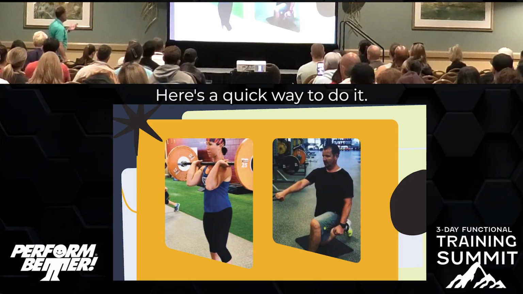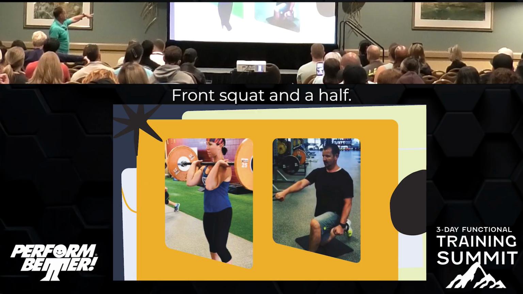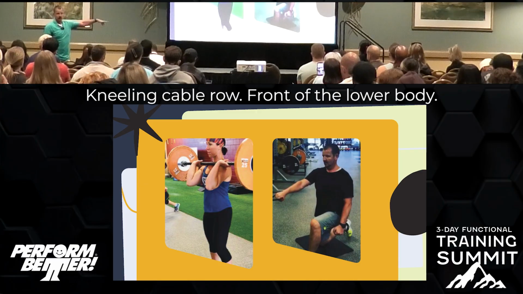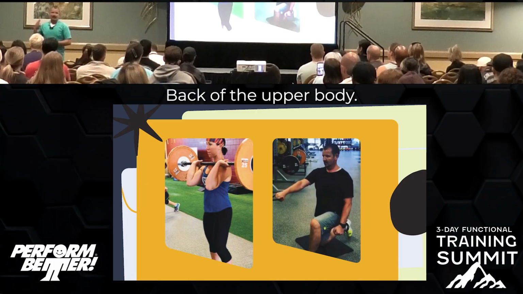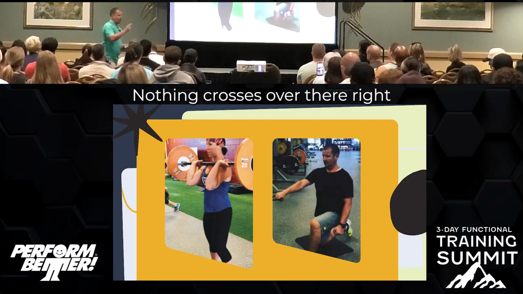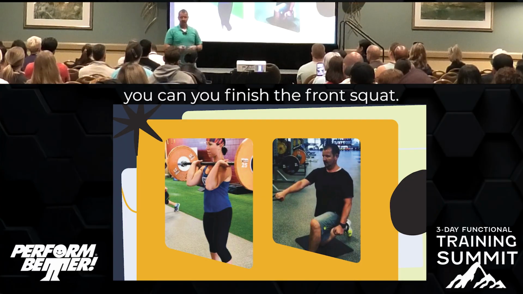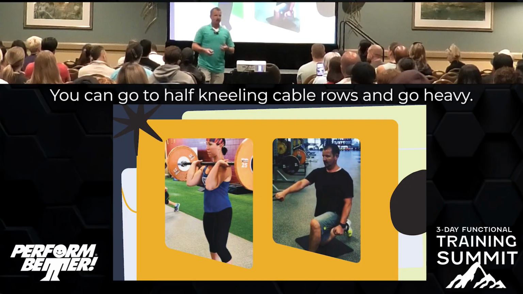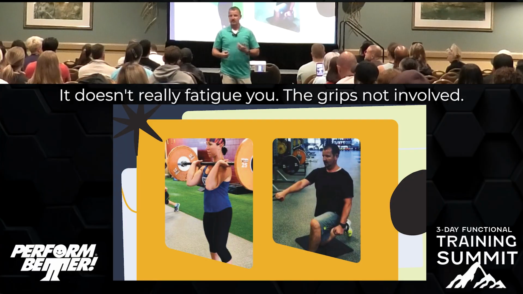Here's a quick way to do it. Front squat and a half kneeling cable row. Front of the lower body, back of the upper body. Nothing crosses over there. You finish the front squat, you can go to half kneeling cable rows and go heavy. It doesn't really fatigue you.